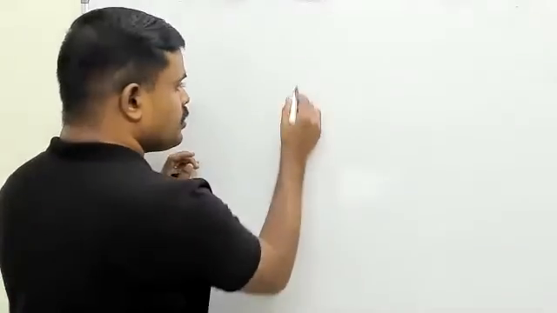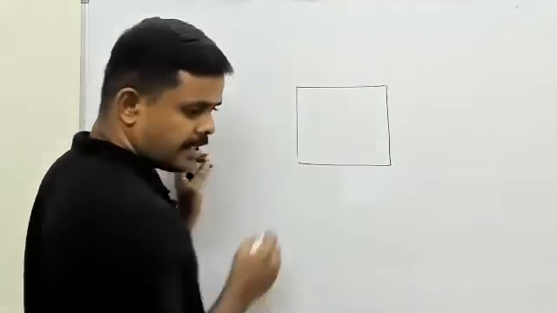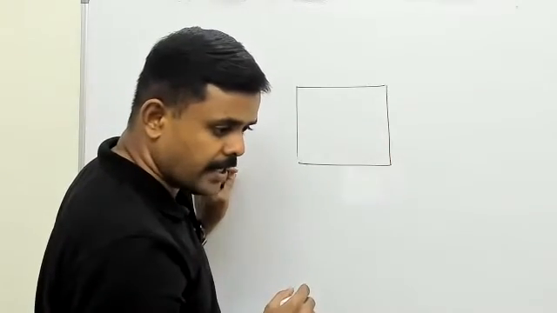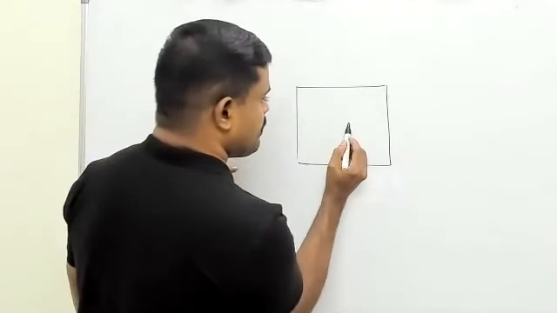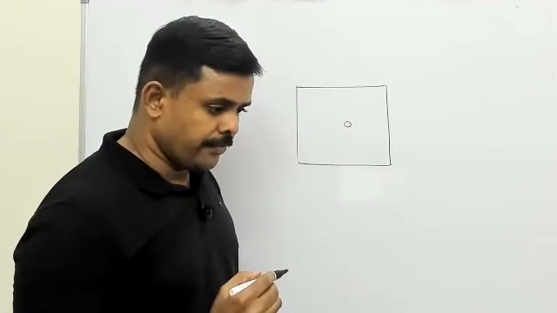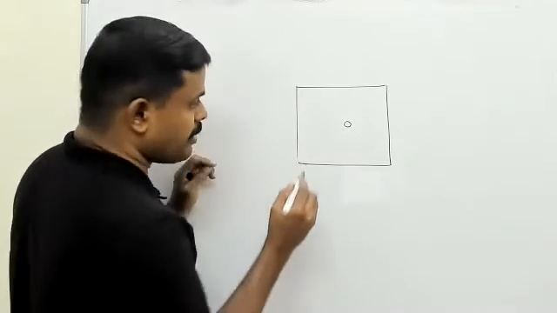Question number 10. A transparent cube of side 210 millimeters contains a small air bubble somewhere inside. I don't know where it is. When viewed through one face of the cube, its apparent distance is 100 millimeters.